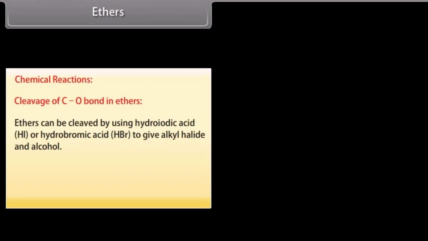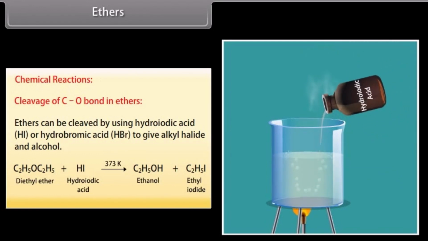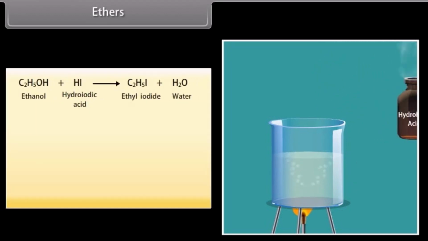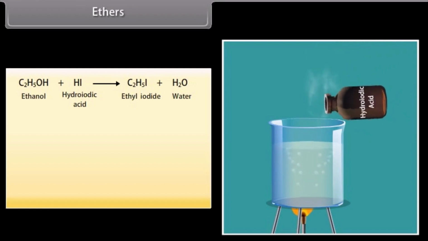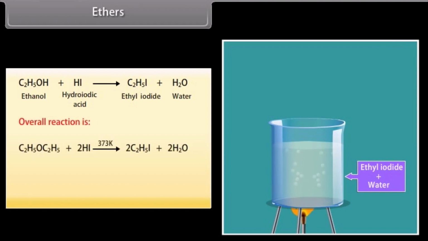Chemical reactions. Cleavage of the C-O bond in ethers. Ethers can be cleaved by using hydroiodic acid or hydrobromic acid to give alkyl halide and alcohol. Hydroiodic acid reacts with diethyl ether and it forms ethanol and ethyl iodide. With excess hydroiodic acid, the alcohol formed further reacts to form ethyl iodide. The overall reaction is hydroiodic acid reacting with diethyl ether at 373 Kelvin to form ethyl iodide and water.